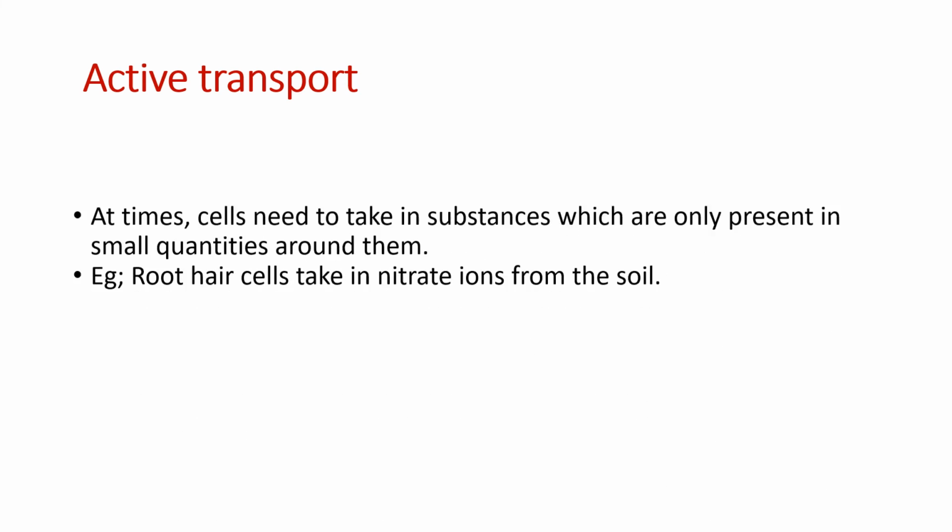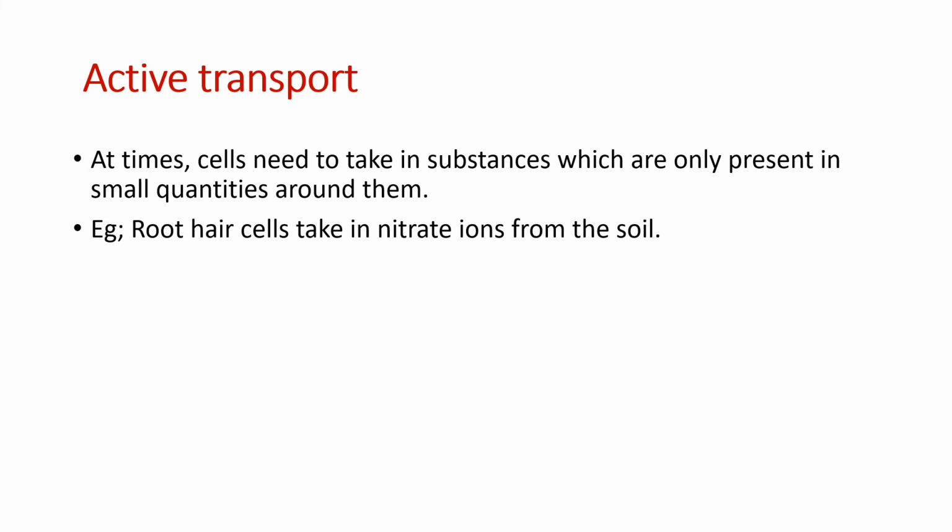The third method where molecules move into and out of cells is active transport. At times, cells need to take in substances which are only present in small quantities around them. So diffusion does not support this method because the molecules have to move against the concentration gradient. One example is root hair cells have to take in nitrate ions from soil.